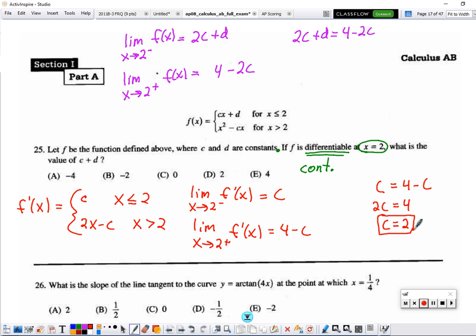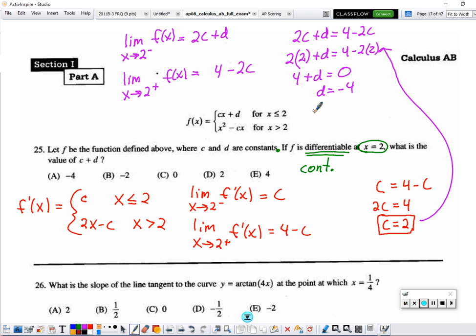Okay, anybody else? Okay. If c is equal to 2, we can put that in here. So let's see, 2 times 2 plus d has to equal 4 minus 2 times 2. So 4 plus d has to equal 0. So d is negative 4. That tells me now that c plus d is 2 plus negative 4, negative 2.